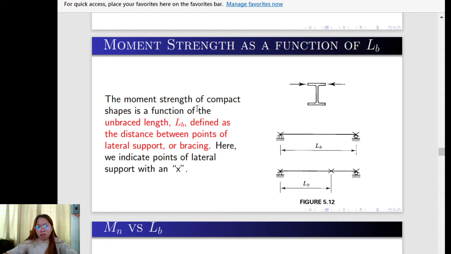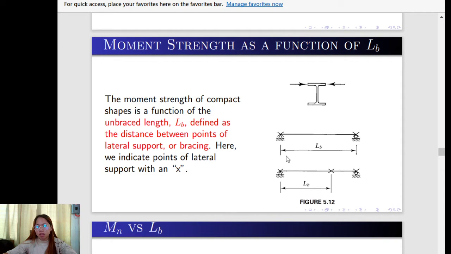The moment strength of compact shapes is a function of the unbraced length LB, defined as the distance between points of lateral support or bracing. Here, we indicate points of lateral support with X. Say we have this cross-section, then at a certain distance there is a lateral support. From that support to the bracing or lateral support, that is LB.